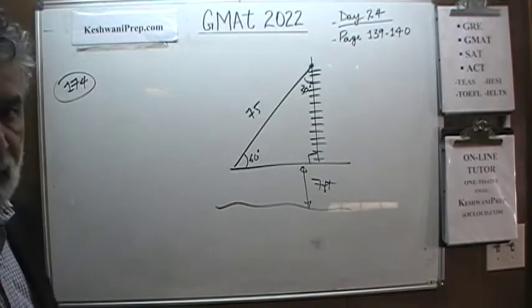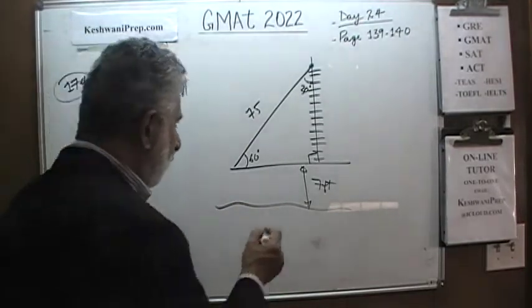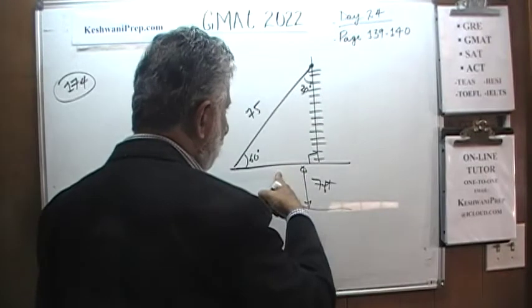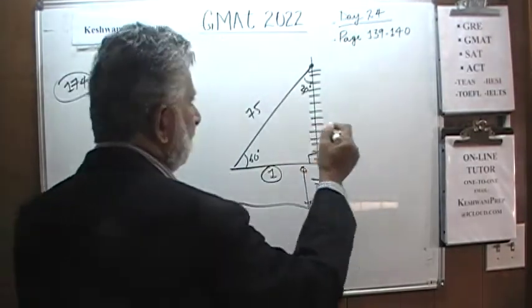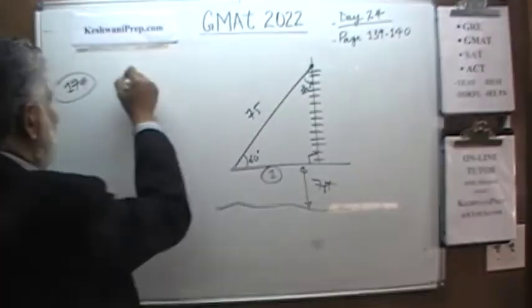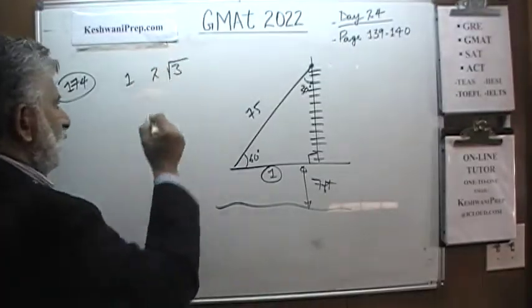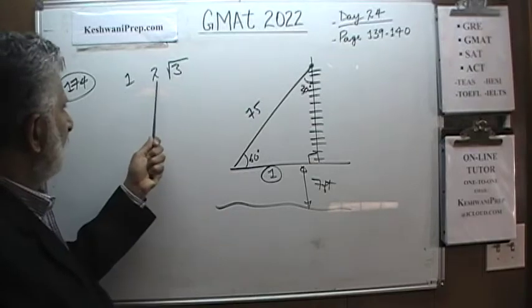In a 30-60-90 triangle, the sides are in the ratio of 1, which is the side that is smallest, which faces the smallest angle. This is how I remember it. I write down 1, 2, and 3, and you put a square root sign on the last one. This is the smallest one. This is the largest one.